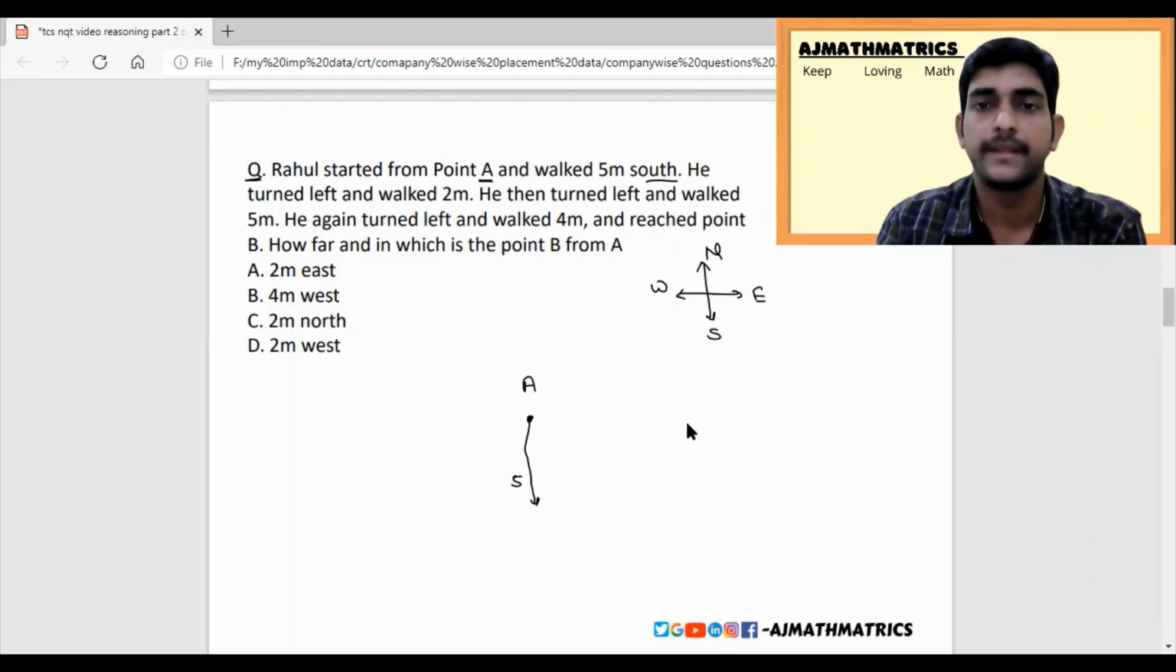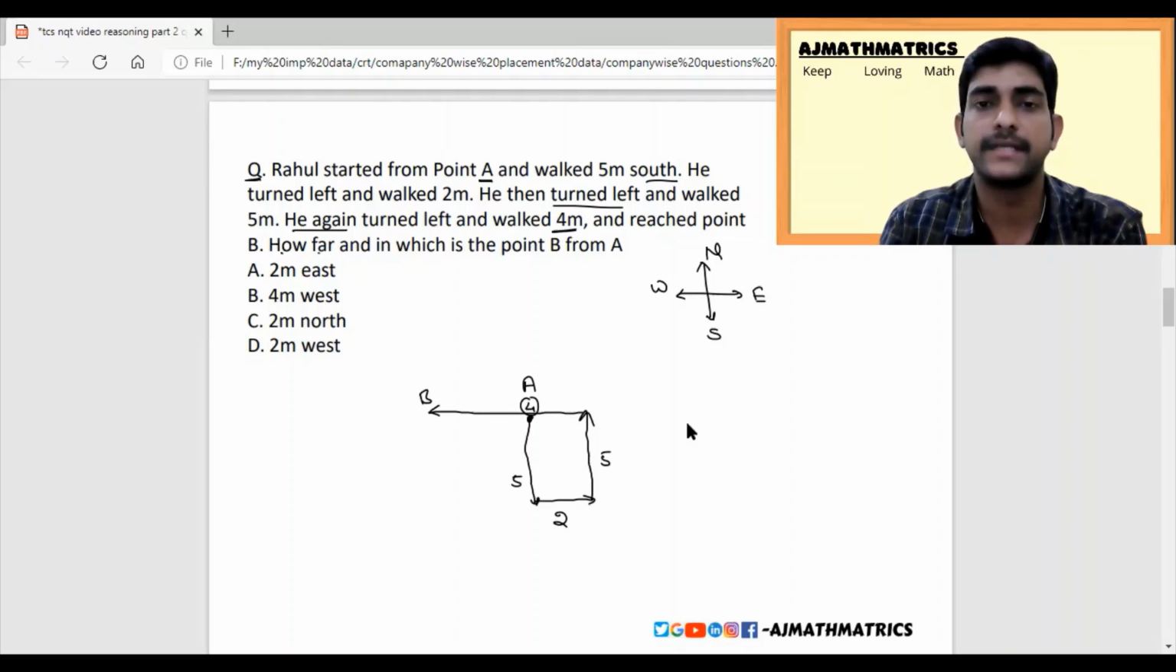He comes and he turned left. As he is moving to the south, this is the left side of him. So this is 2 meters left, and he turned left, walked 5 meters again. As he is moving to the east, this is the left side of him, so which is 5 meters again. He again turned left, walked 4 meters. Now he is moving to the north, so walking 4 meters. This is the left side of him, so 4 meters, and reach the point B. So this is B, it says.